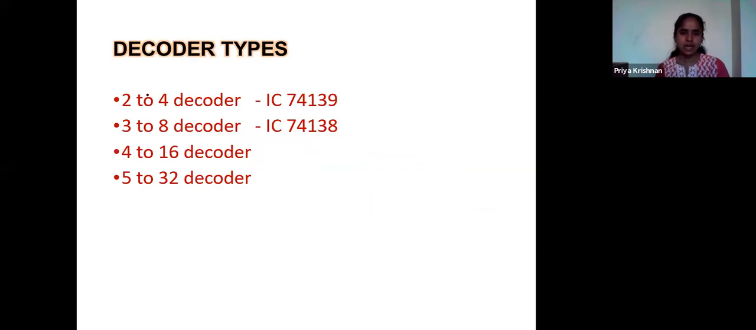The decoder has different types. If I have 2 inputs, I can build it for 4 outputs. If it is 3 inputs, 8 outputs. If it is 4 inputs, 16 outputs. 5 inputs, 32 outputs. Some of the ICs are also mentioned here: the IC of the 2 to 4 decoder, the IC of the 3 to 8 decoder.